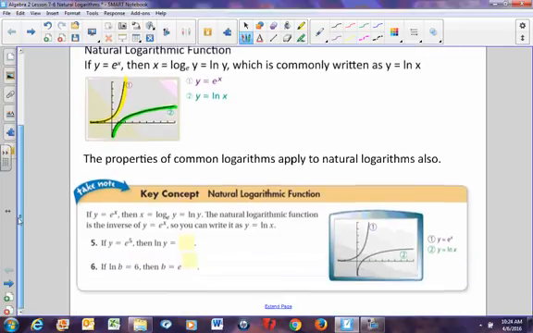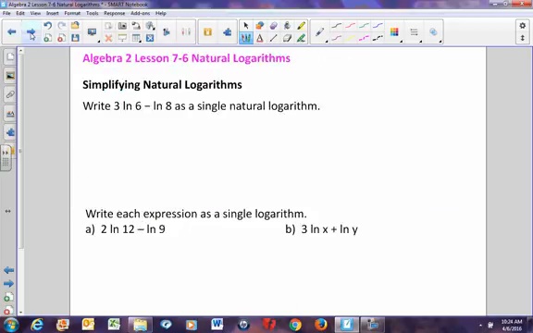So, if we have y equals e to the x, then x equals log e to the y, which is the natural log of y. So the natural logarithmic function is the inverse of y equals e to the x. So you can write it as y equals the natural log of x. So if y equals e to the fifth, then the natural log of y has to equal 5. And if the natural log of b equals 6, then b equals e to the 6th power. That's basically what we're saying here. Same rules apply to natural logs as common logs. So we can simplify them the same way we simplified common logs.